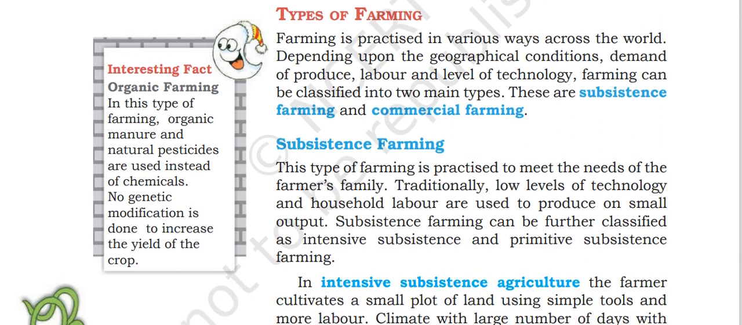Organic farming. In this type of farming, organic manure and natural pesticides are used instead of chemicals. No genetic modification is done to increase the yield of the crop.